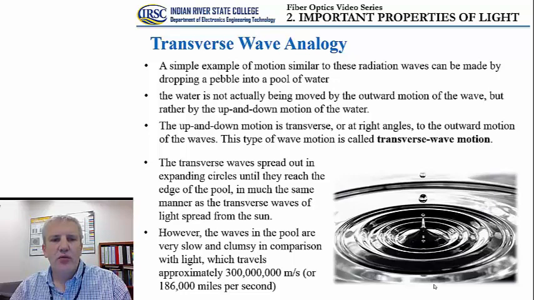So the up-down motion is a transverse type of wave, where we have, as I said, motion of the water up and down, while the water wave that's being created by dropping the pebble is moving outwards on the surface of the water. So the transverse waves spread out in expanding circles until they reach the edge of the pool, in much the same manner as the transverse wave of light spreads from the sun.